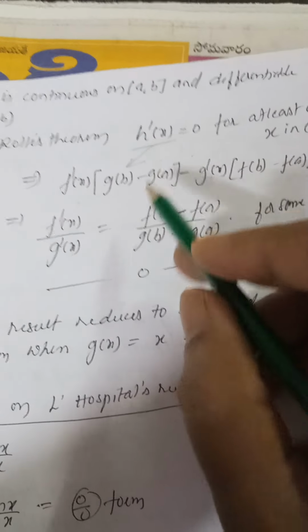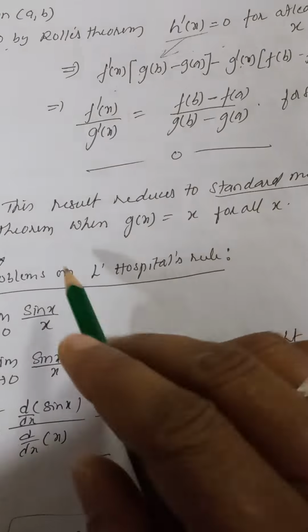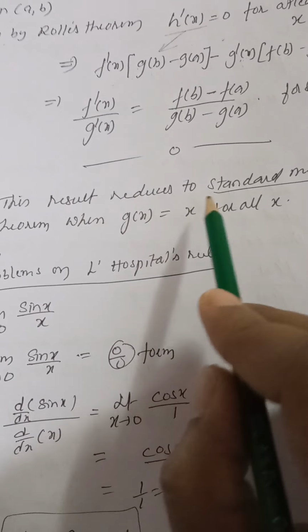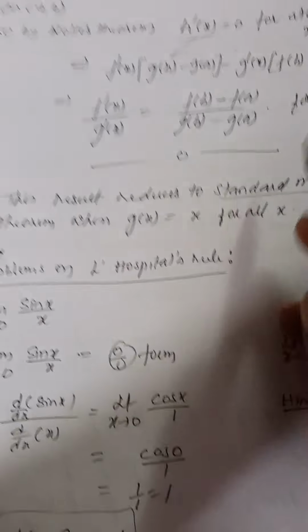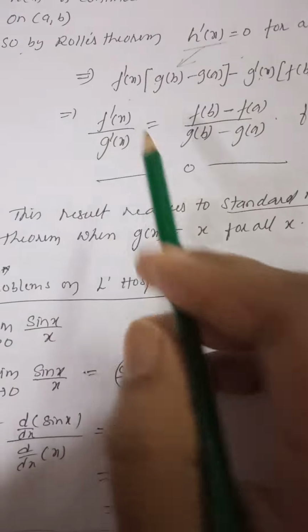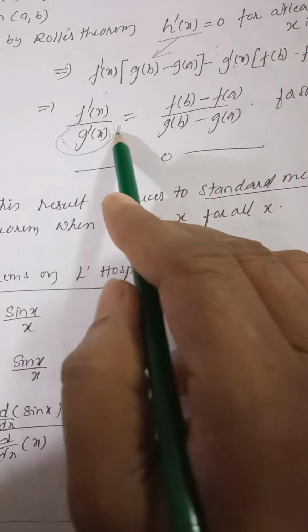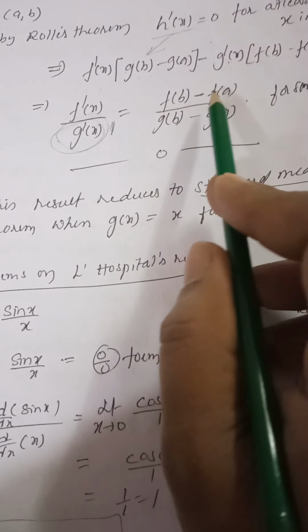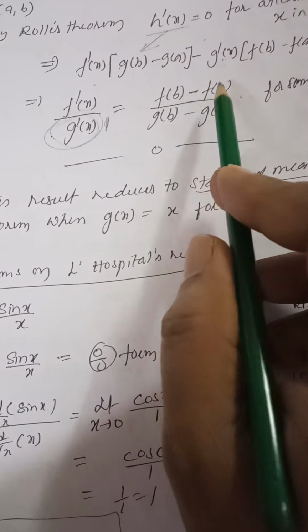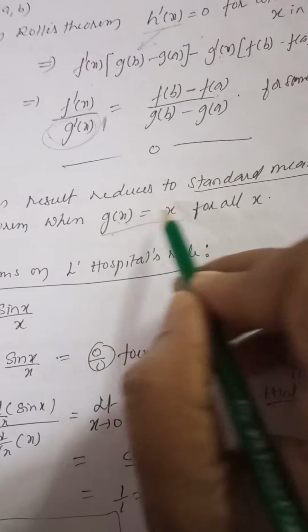This is called the generalized mean value theorem, an important one. Now this result reduces to the standard mean value theorem when g of x is equal to x. Suppose g of x is equal to x, what is g dash of x? It is 1, no? That means this denominator becomes 1, right? Now f dash of x is equal to f of b minus f of a by, now g of x is equal to x, g of b is equal to b, g of a is equal to a.